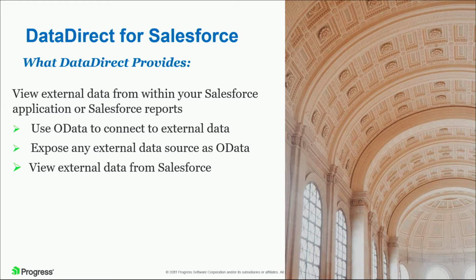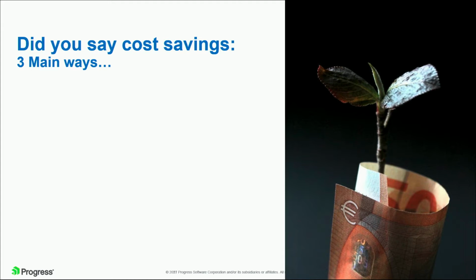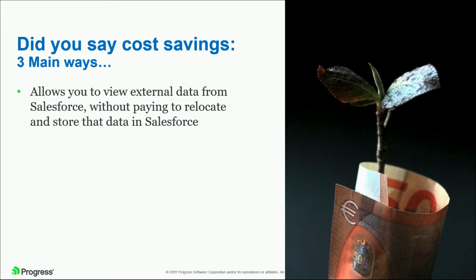So on the topic, you might have heard the words cost savings, and that's what Data Direct from Progress is really all about. On top of all of the functionality that Data Direct provides, it's really the cost savings as well that's truly a benefit to you and your organizations. And the cost savings are really found in three main ways.